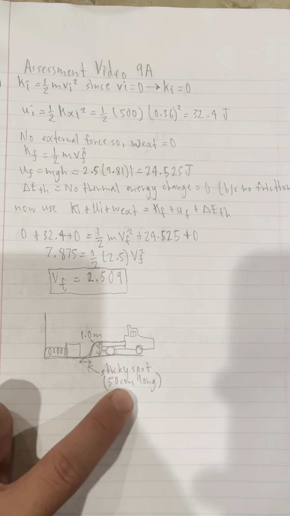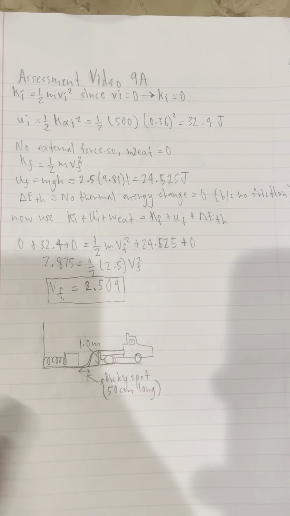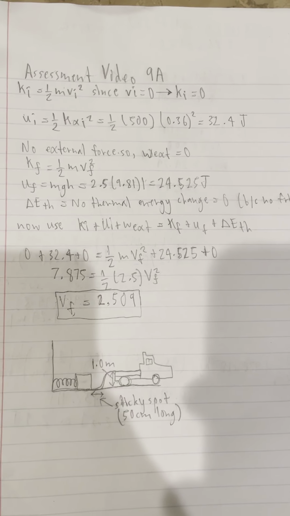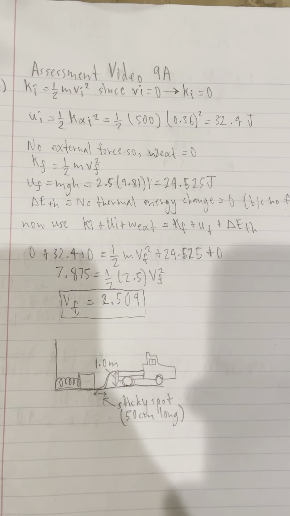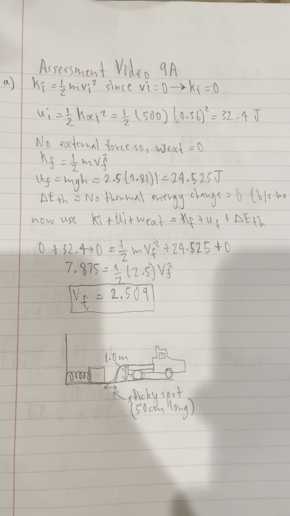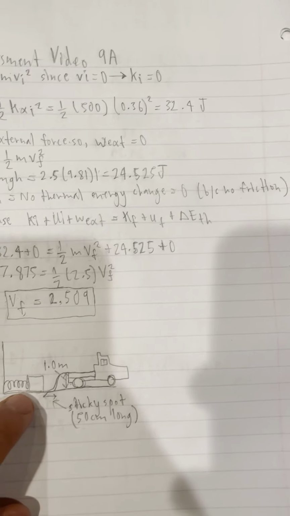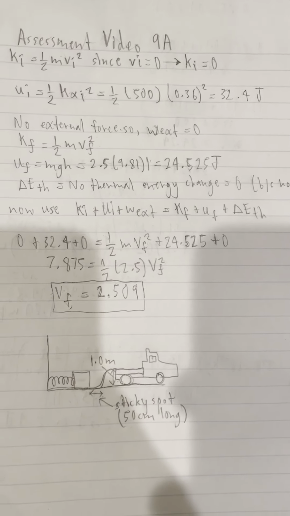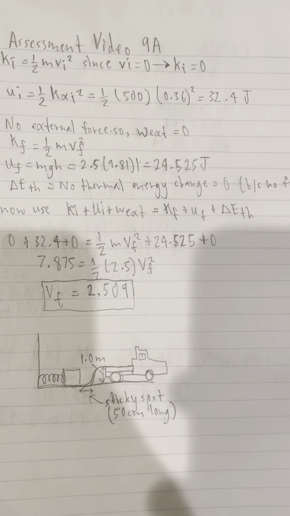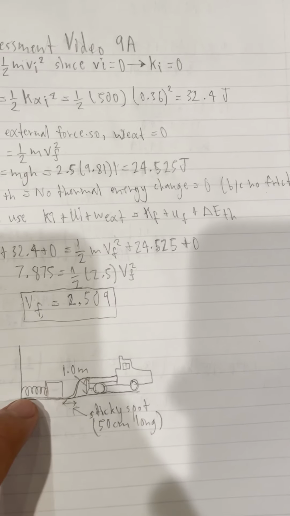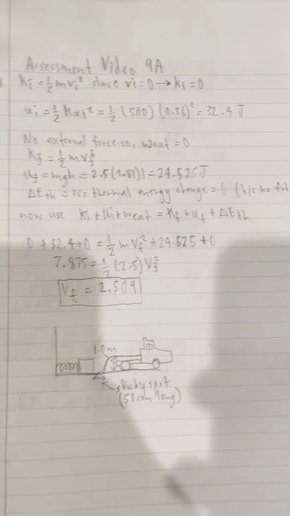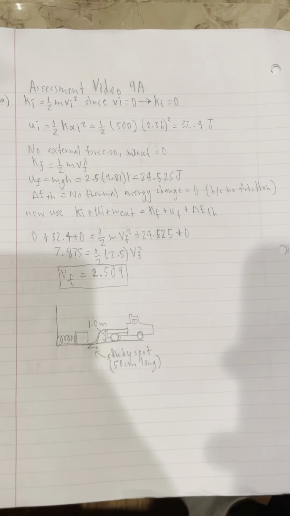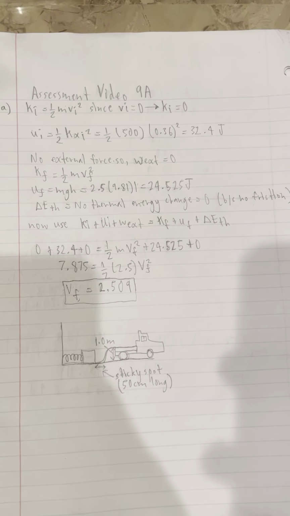There's this little area here called the sticky spot, and it's 50 centimeters long. And the spring has a k equal to 500 newtons per meter, and it's compressed to 0.36 meters. And for question A, it asks us, at what speed do the boxes enter the bed of the truck?